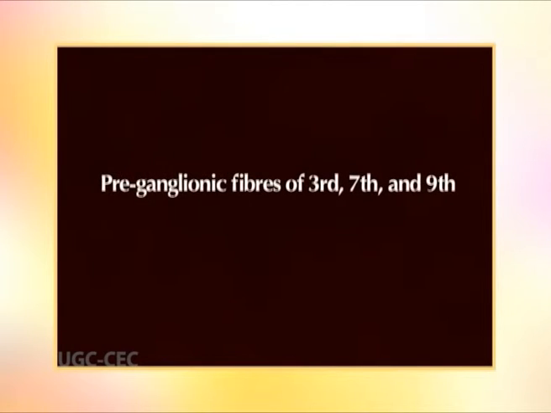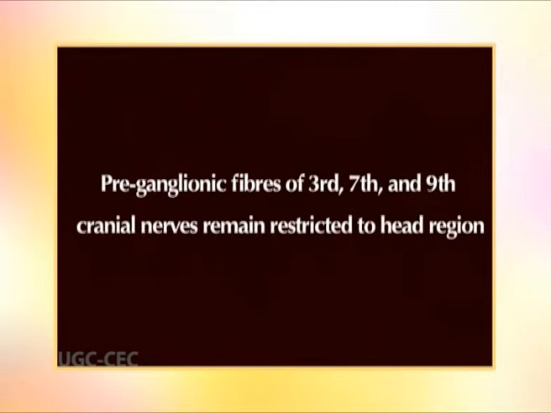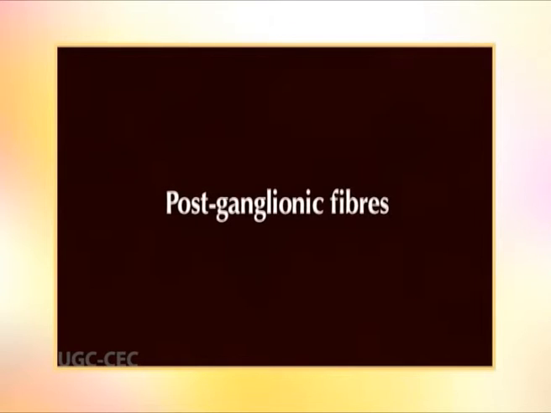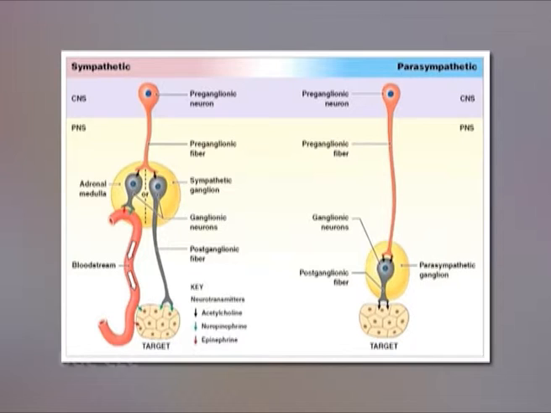Preganglionic fibers of the 3rd, 7th and 9th cranial nerves remain restricted to the head region, whereas those of the 10th and 11th cranial nerves reach up to thoracic and a number of abdominal organs, while the ones from sacral spinal nerves pass on to large intestine, reproductive organs and other parts of the lower body. Third, postganglionic fibers. They are very short, lie very near to visceral organs and other areas of innervation. The nerve fibers are cholinergic.